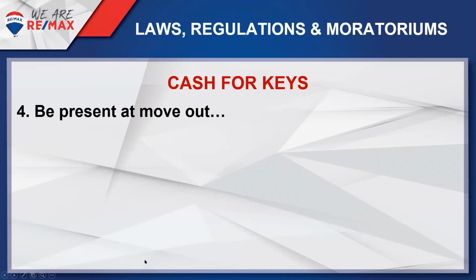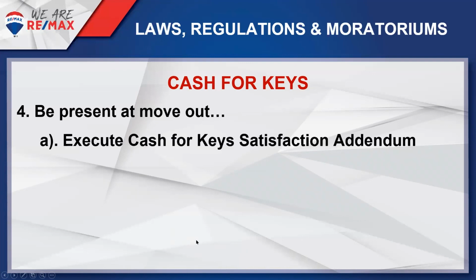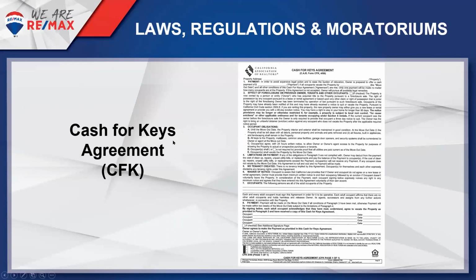Be present at the move out. Why? Because you want to execute the cash for keys satisfaction addendum. And you want to change the locks once the tenant is, in fact, out. There's lots of horror stories where the tenant took a second set of keys, moved back in, and now you got to start all over again getting them out. There's a cash for keys agreement in CAR form. It's really pretty good. It will work. It suffices. It'll accomplish your mission.